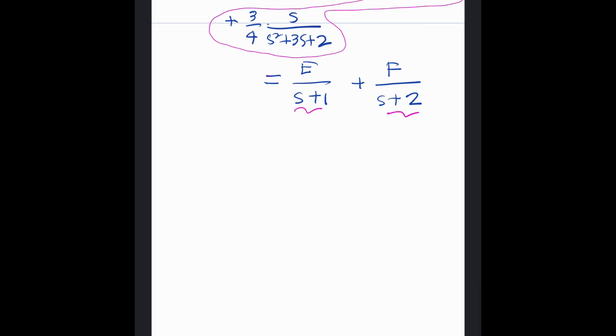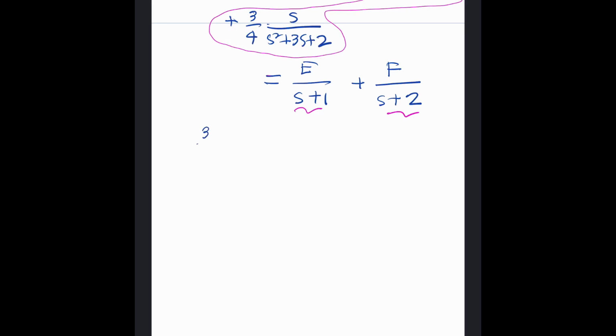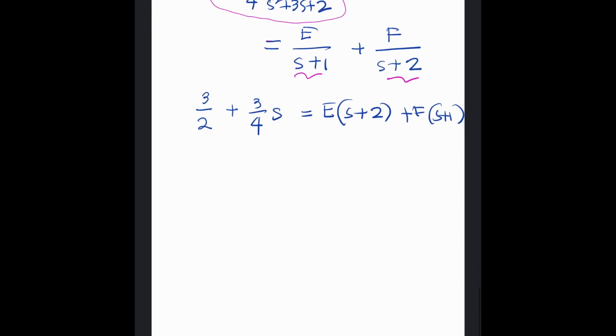So what to do next? You have to multiply everything by the LCD. So what happens is, we have 3 halves plus 3/4 s equals e times s plus 2 plus f times s plus 1. Here, the most convenient way is to let s equal the value that makes one factor 0. So let's say s is negative 2, so that e would cancel out.